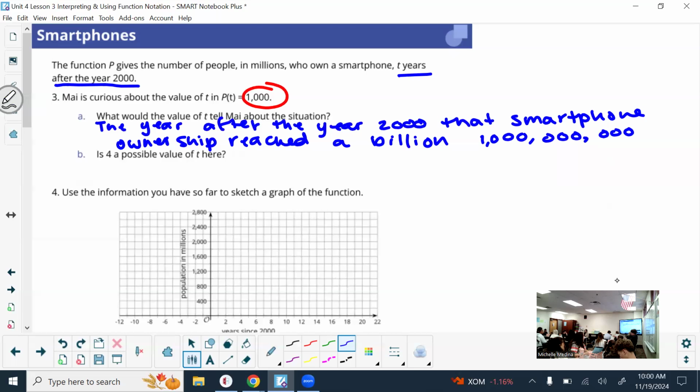Right? There's no situation that happened that made us all lose our smartphones, right? So it's probably more likely that it just kept increasing over time. So what you are going to do, I would sketch the graph and then answer that question.